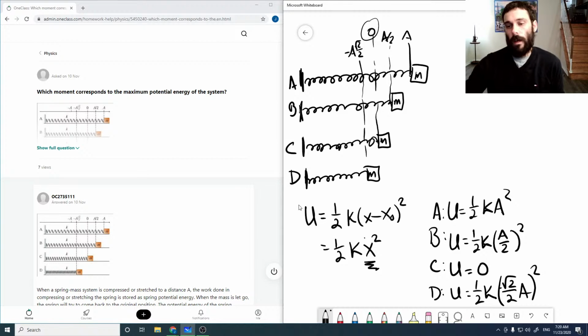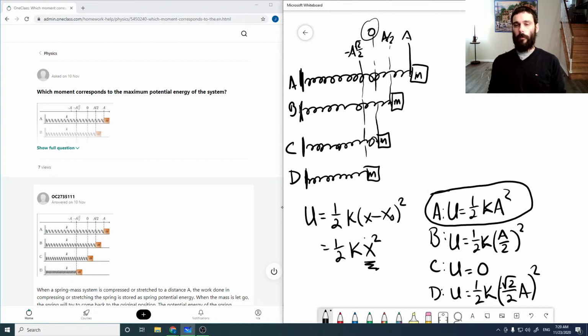So we just want the highest value, so it's got to be just A. And so the point of highest potential energy is always the maximum displacement from your equilibrium position. So in this case it's A because it's the highest displacement.